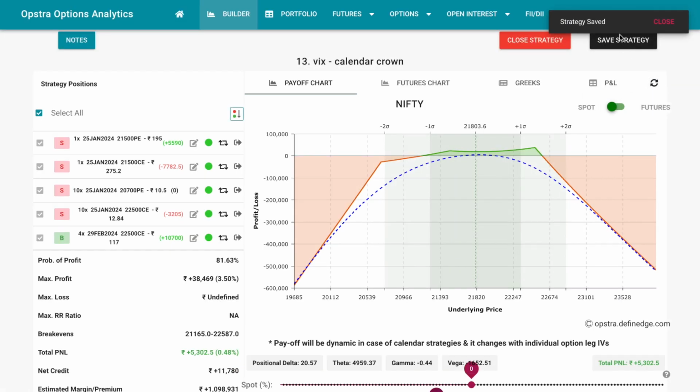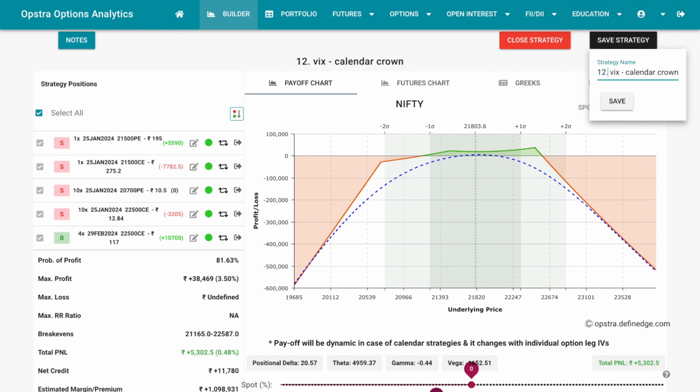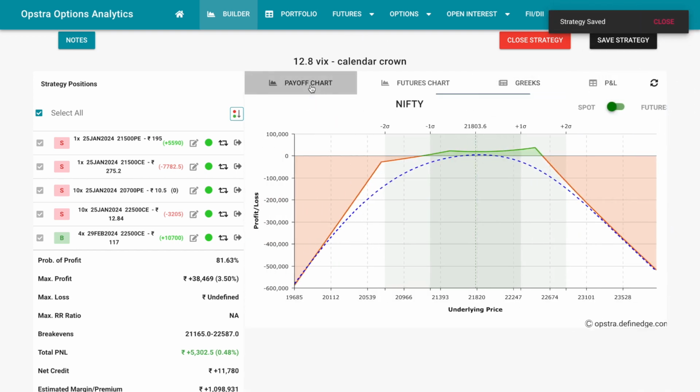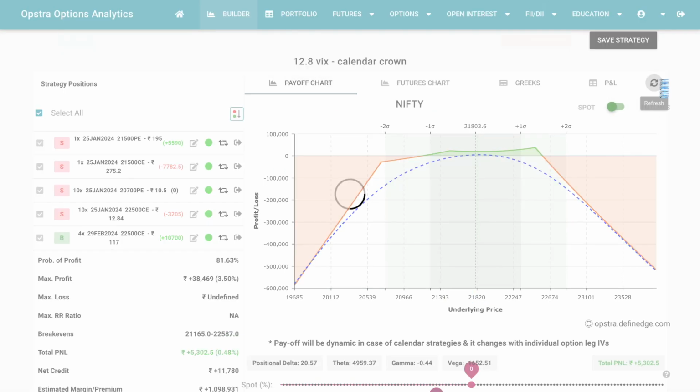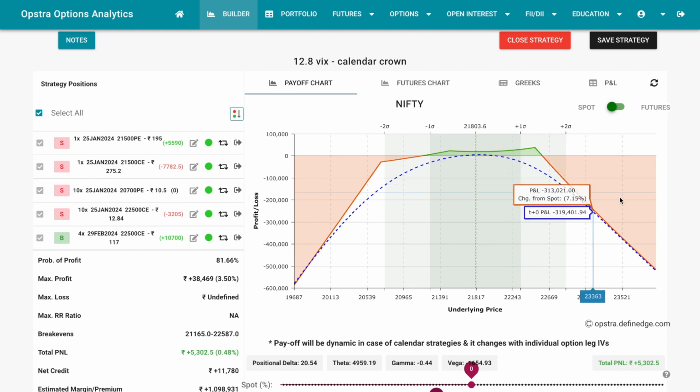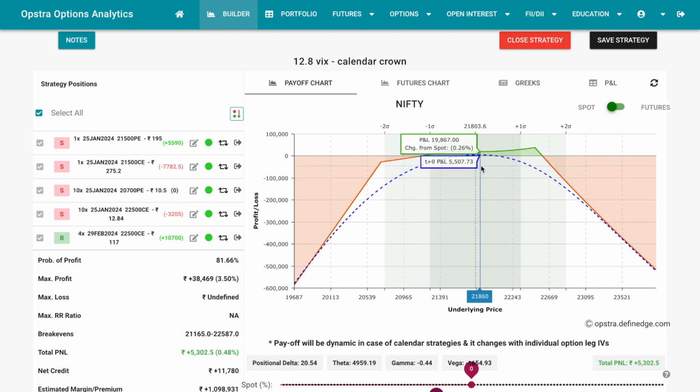VIX, effective VIX has actually come down now. It is like 12.8 something. So that's the effective VIX. Now let's check the Greek. Now it is Vega negative. If VIX increases, we will be in a soup. Okay, and at the lower end, if the market falls down, the VIX will increase.